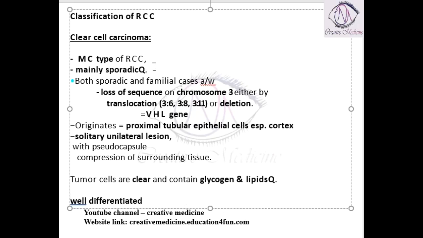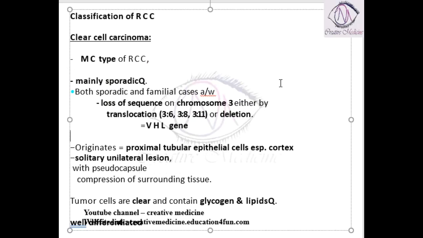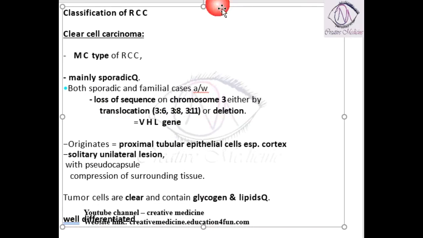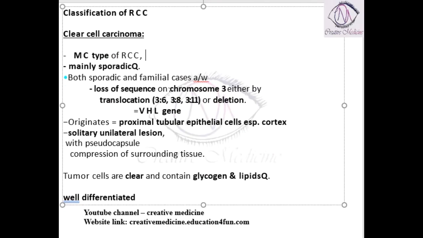Again, clear cell carcinoma is the most common type of renal cell carcinoma, which is sporadic in most cases, except that it can be both sporadic or familial. Sporadic or familial cases are both associated with loss of sequence on chromosome 3. This loss of sequence is seen in the translocation of 3;6, 3;8 and 3;11 and deletion. So in this chromosome 3, the von Hippel-Lindau's gene region is mainly affected. It mainly originates from proximal tubular epithelial cells, especially in the cortex.